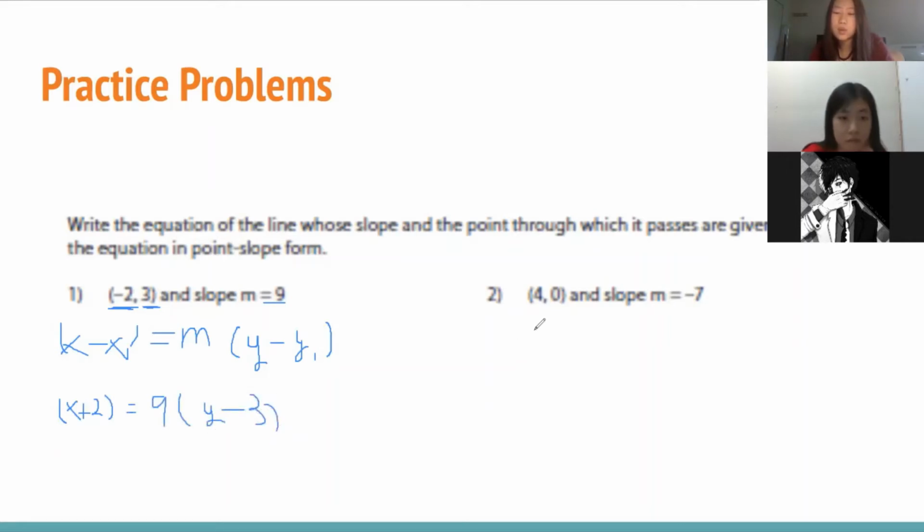For this problem, x1 would be 4, y1 would be 0, and the slope would be -7, so it would be x minus 4 equals -7 times y, because y1 is 0, so it would be just y.